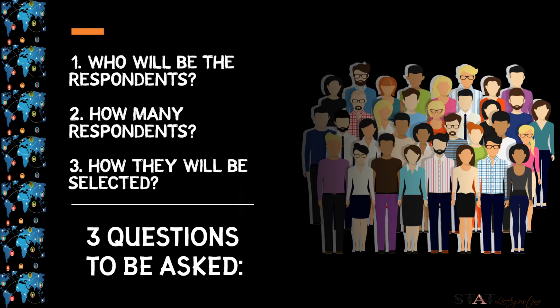So there are three questions to be answered by a researcher in a sampling procedure. You can see this when you do your research, be it social or experimental. Who will be the respondents, or what are the sampling units? How many respondents, for social researches, and how they will be selected. So those are the three questions that should be answered in your sampling procedure. Okay. Who, how many, and how they will be selected. This is in a sampling procedure.